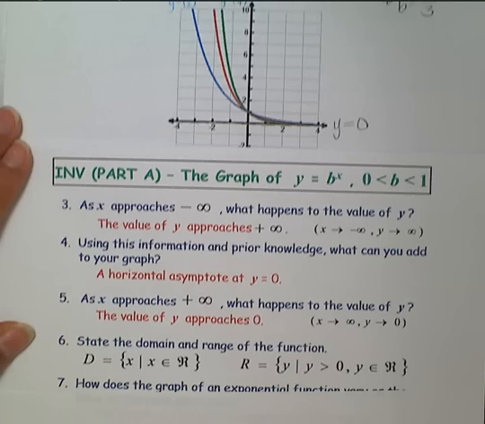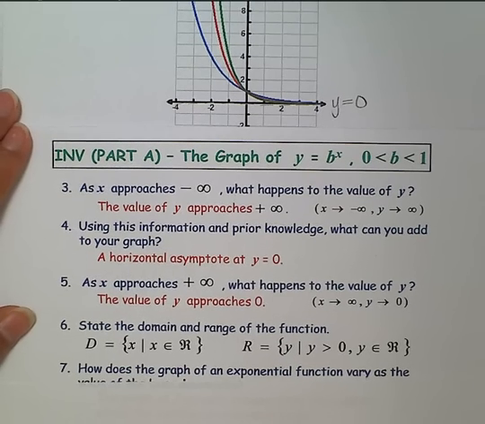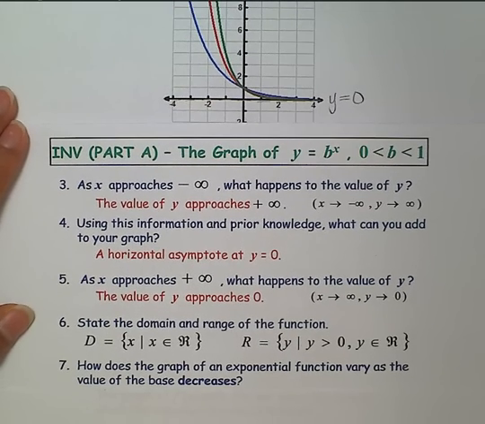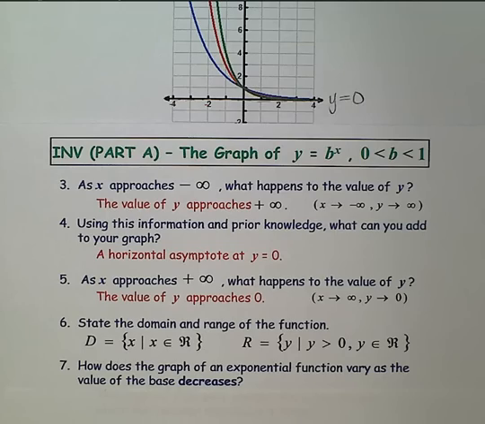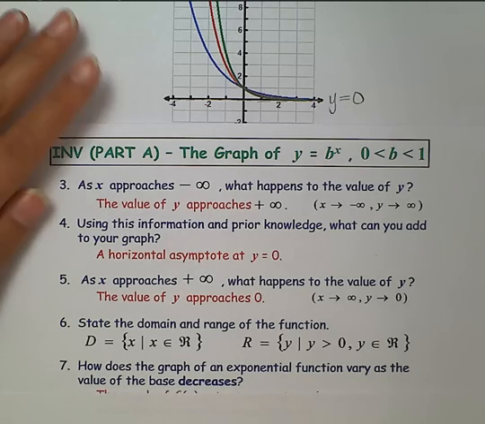And the last part says, how does the graph of an exponential function vary as the value of the base decreases? So what that means is, as I go from a base of 1/2 to 1/3 to 1/4, how is the graph of the exponential function changing?